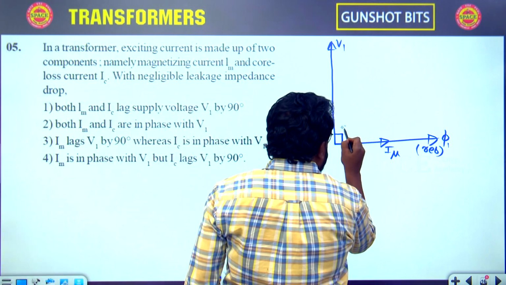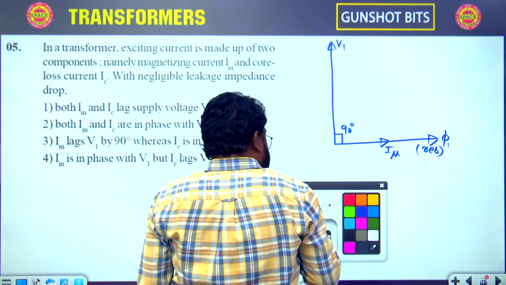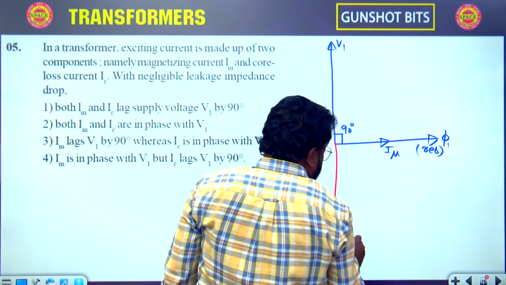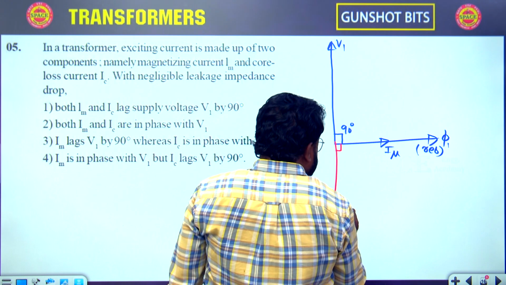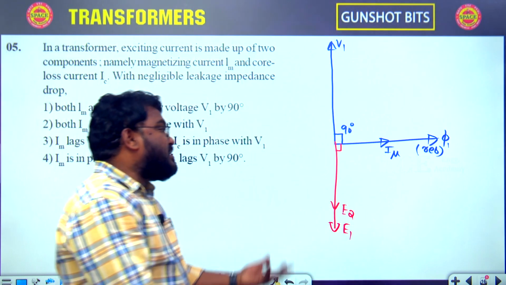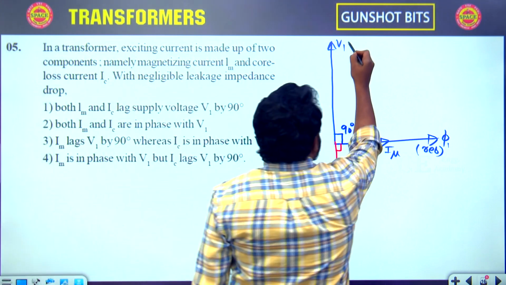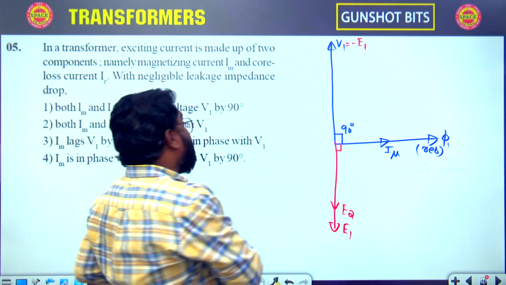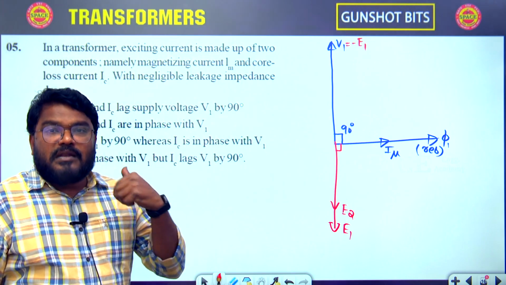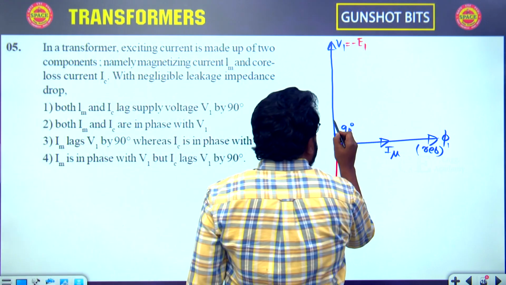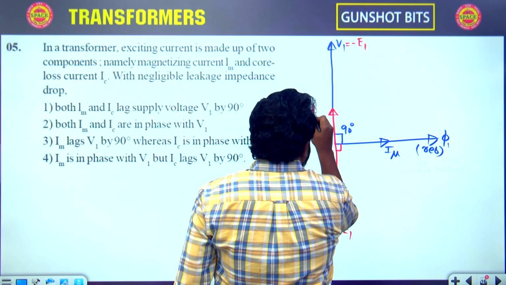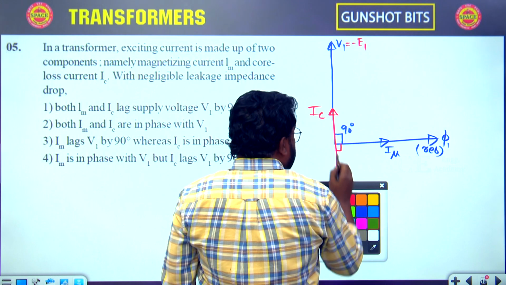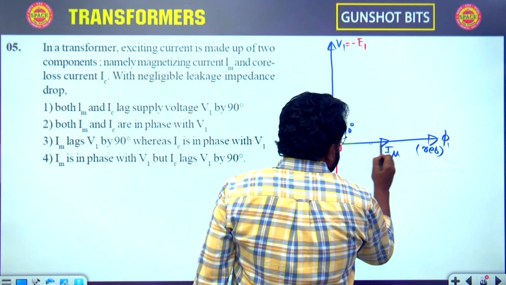Next, the EMF induced in the primary of a transformer lags the flux by 90 degrees. The EMF induced in the secondary winding of the transformer also lags the flux by 90 degrees. E1 opposes the applied voltage to satisfy Lenz's law. Now the iron loss component of the current is represented with a resistive element. In a resistor, the current is in phase with the applied voltage. So this one is Ic, the iron loss or core loss component of the current, and this one is Im.